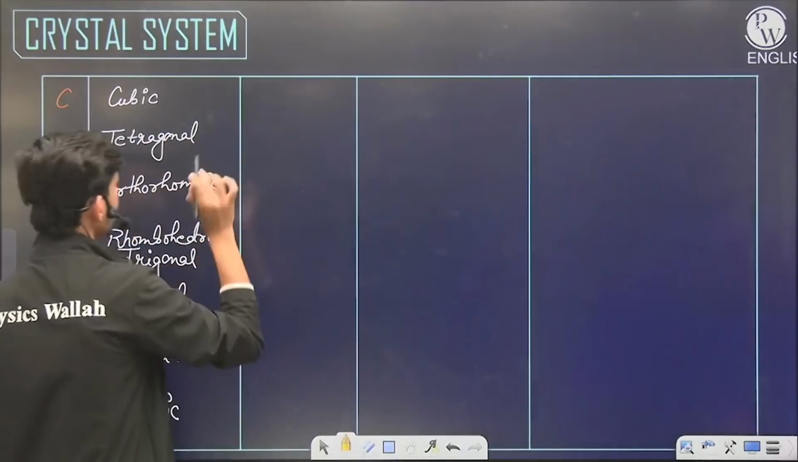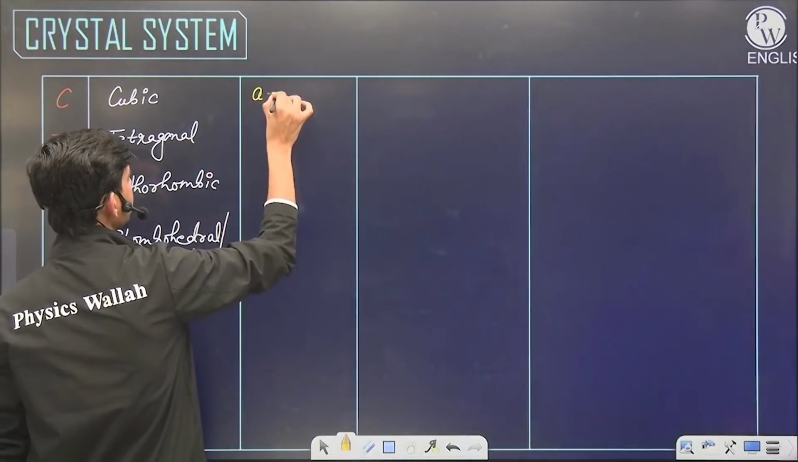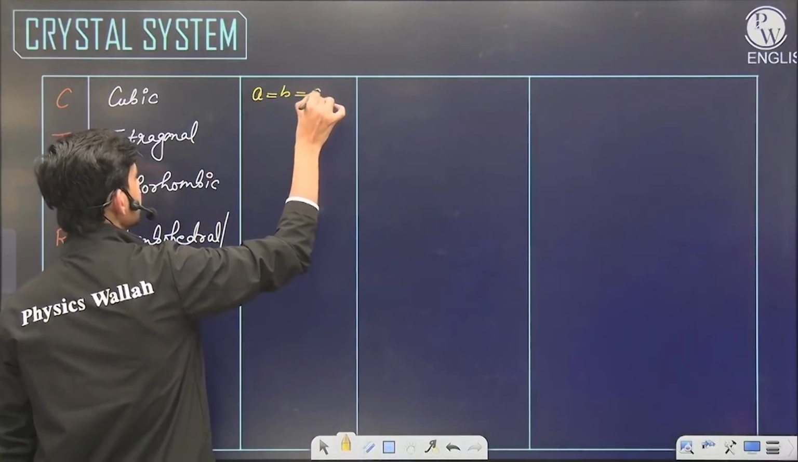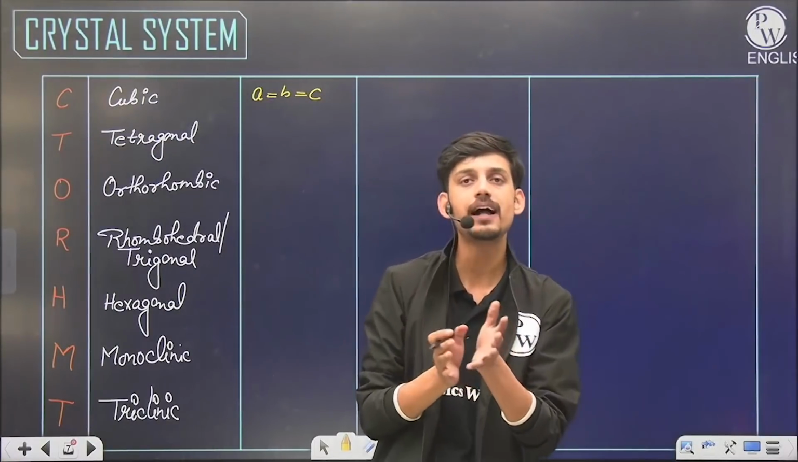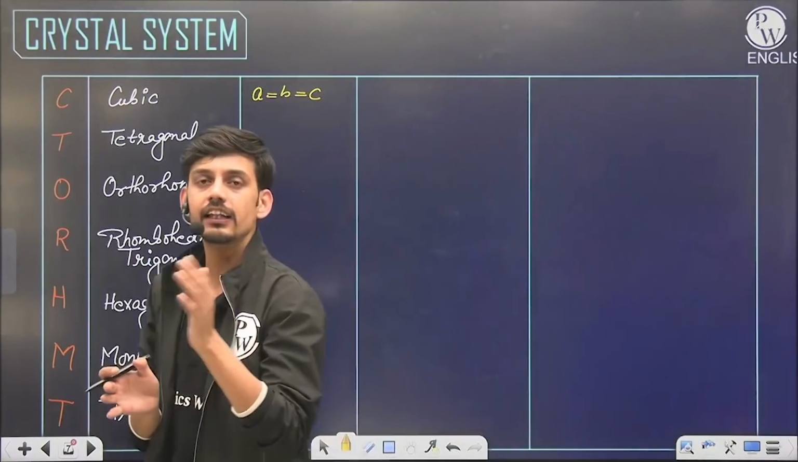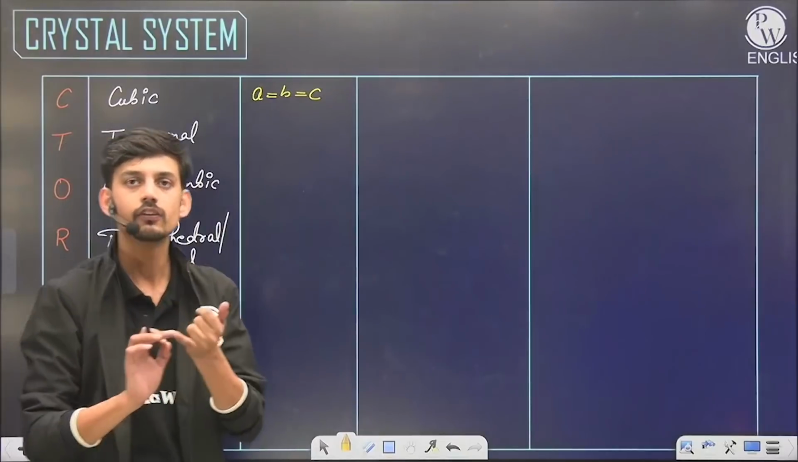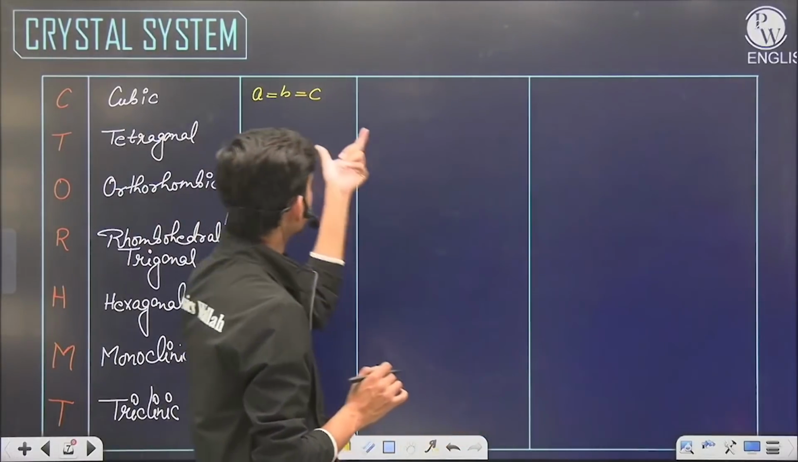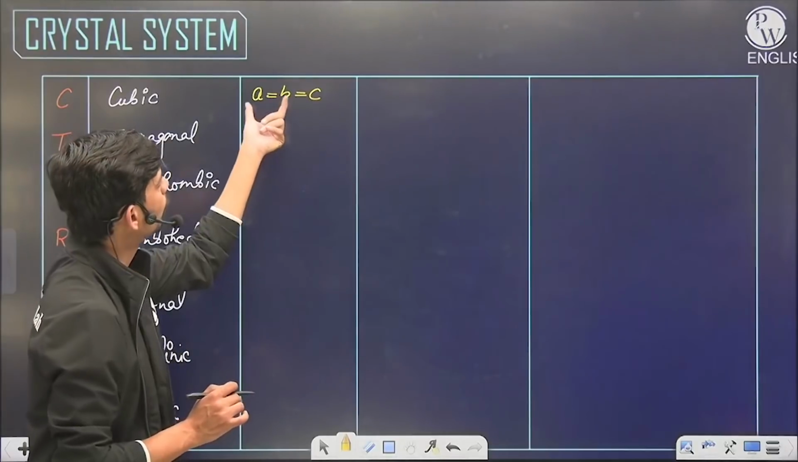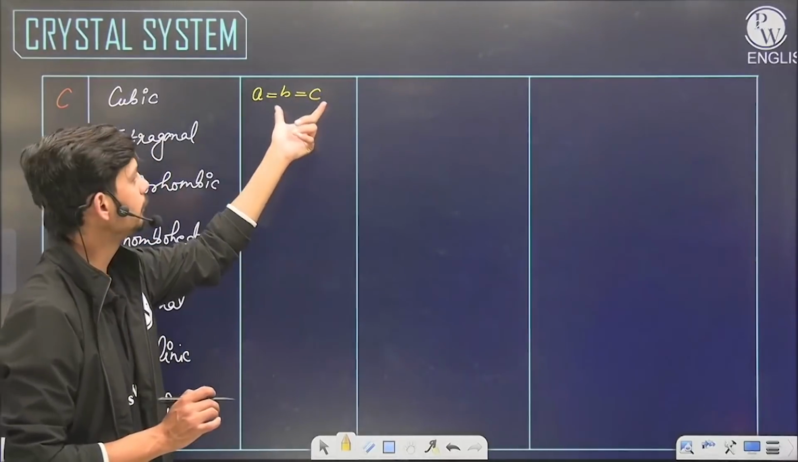So for the first, cubic, we know that a is equal to b is equal to c. We all know the cube is a very structured pattern having equal length, equal edges in all directions. So a, b, and c, all the lengths are equal. We can characterize this only by a. We can assume all to be equal to a single symbol a.